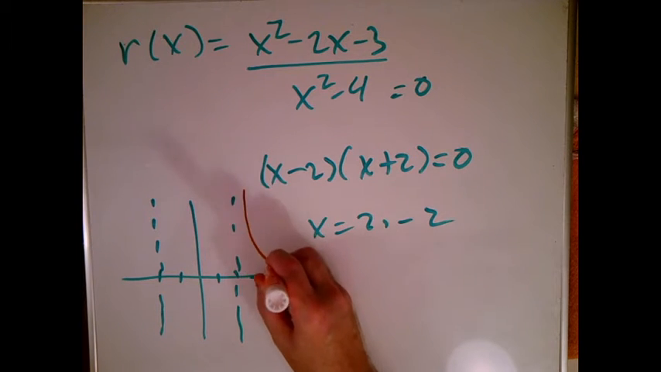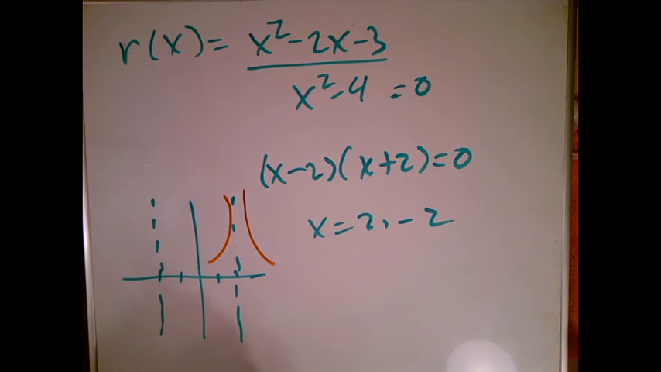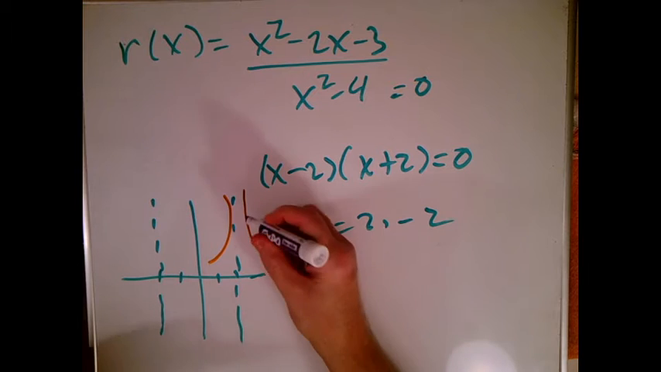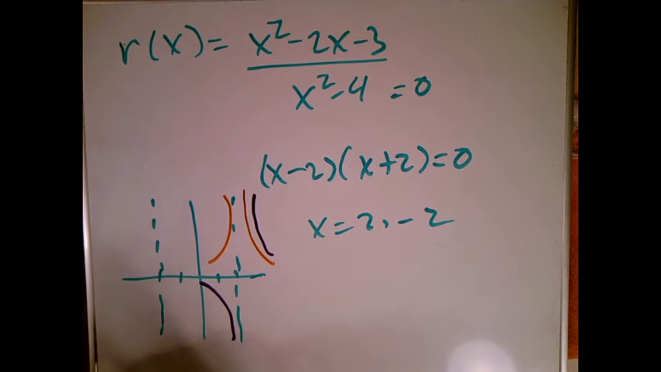For example, an asymptote could look like that. Yes, or an asymptote could look like this. Yes, or an asymptote could look like this.